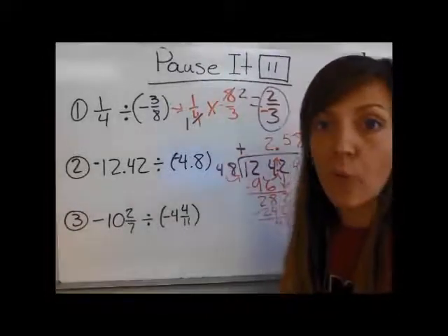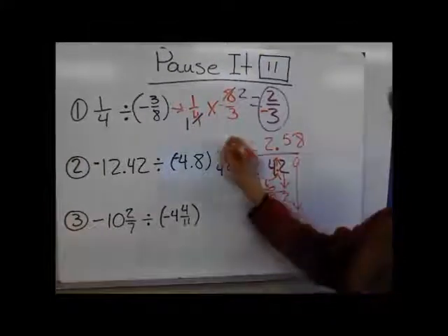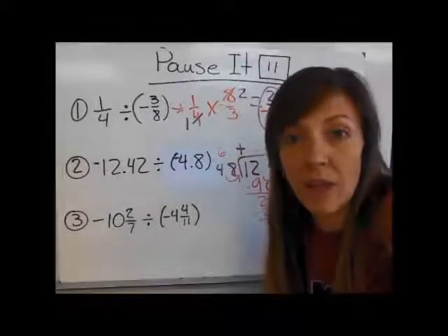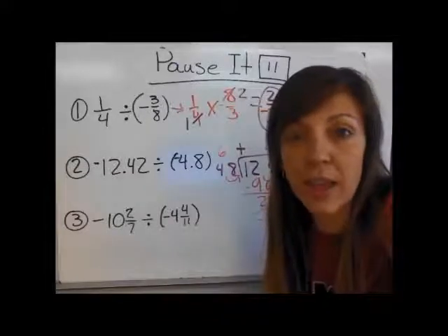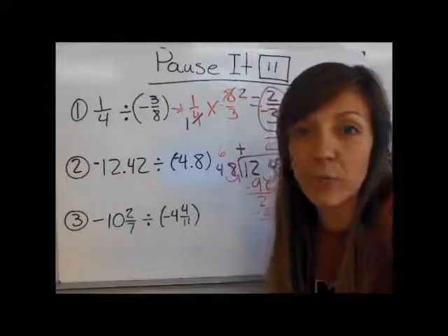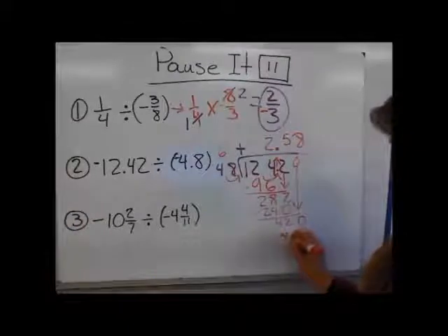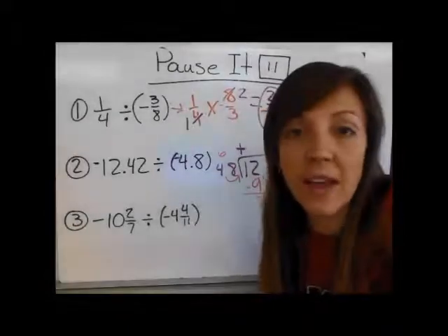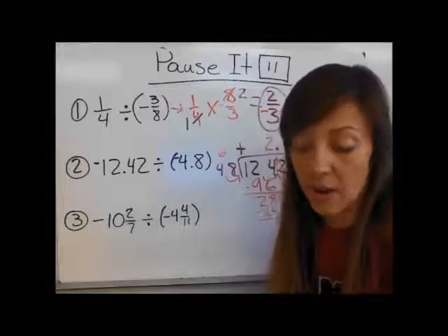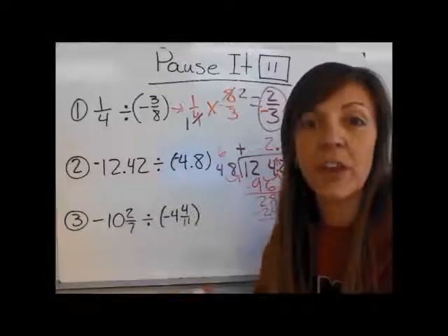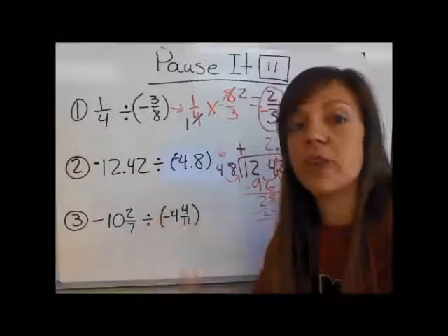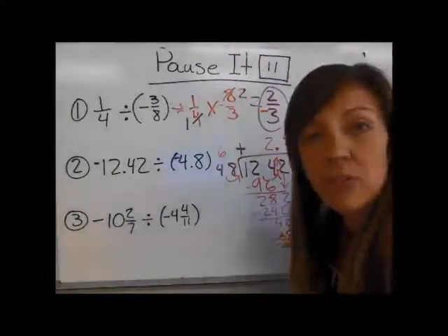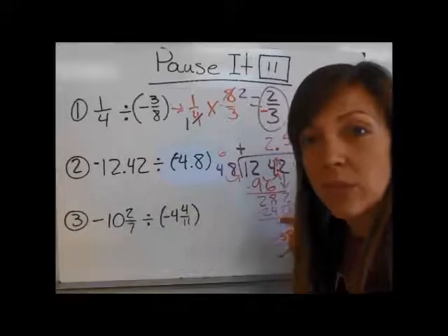8 times 8 is 64. 8 times 4 is 32. So 8 times 40 is 320. 320 plus 60 more is 380. And I subtract 84 from another 100. What's the difference in 84 to another 100? It would be 16. And then 400 to 420 would be 20 more, so that's 36.